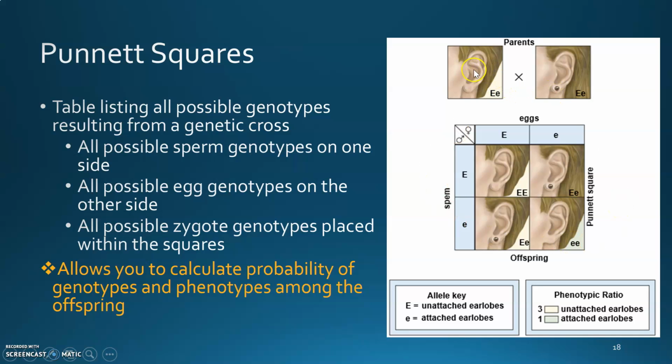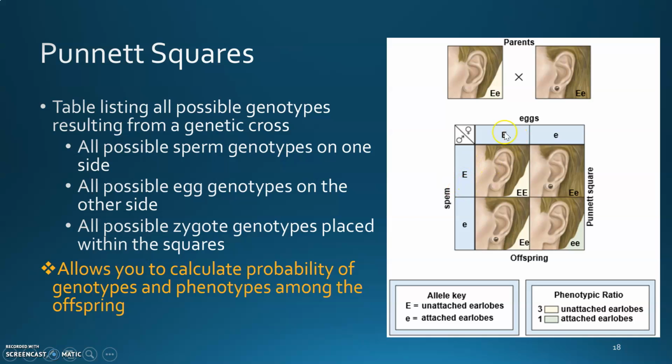So you have 2 parents with 2 genotypes for ear lobes, in this case, where big E is dominant over little e, and big E is unattached earlobes, and little e is attached earlobes. And so you could see here, one parent, this is the dad, has a genotype of big E, small e, so he's heterozygous. And so you put that big E here, small e here, and that would be dad's genotype. Mom is also heterozygous, so you would put a big E, small e on the top of the Punnett square here for mom.